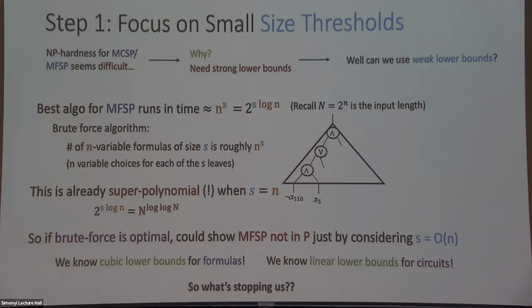I see. So you can do some sort of padding argument to say that if it's not in P for the small size threshold regime, then it can't be in P for any size threshold regime greater than linear. Does that make sense? So basically you can add in some extra inputs that the function never looks at. And then, oh wait, am I doing this in the wrong direction? Yeah, sorry, I'm doing it in the wrong direction.